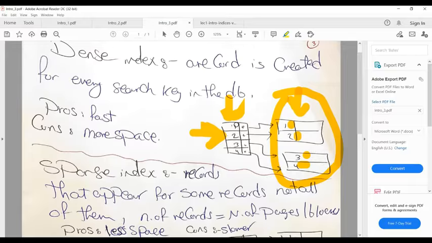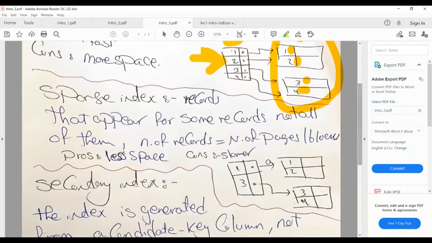However, the cons of the dense index is that it requires more space, as I need to store every single record in my DB. If this database is very large, say millions of records, then I need to store millions of records in my index. So I am going to need much more space. Okay, the sparse index is totally different in this case.